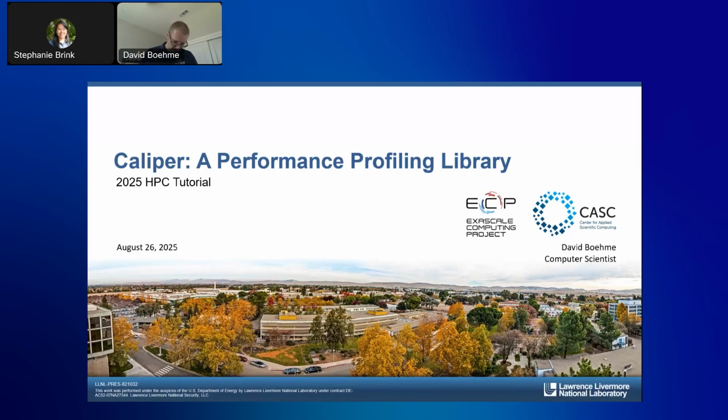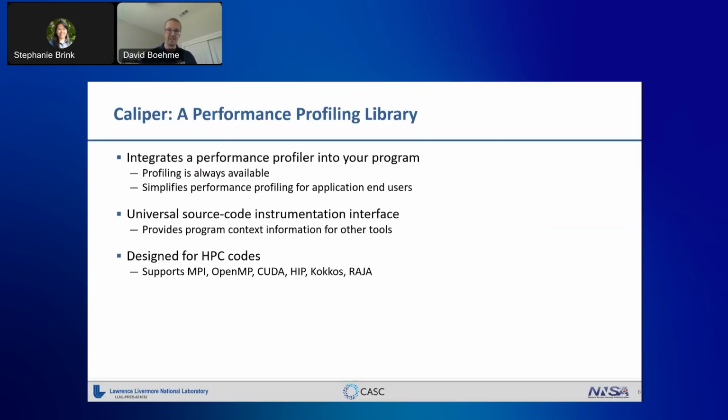Okay, with that, let me start with the first part of our tutorial, which is Caliper, our performance profiling library. As I mentioned, it's a performance profiling library, so it integrates performance analysis capabilities into the program itself. That's pretty useful because profiling is that way always available. You don't need any third-party tools to mess around with, and that often simplifies performance profiling, especially for application end users who might not be familiar with those tools.